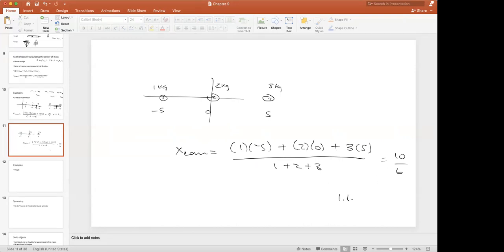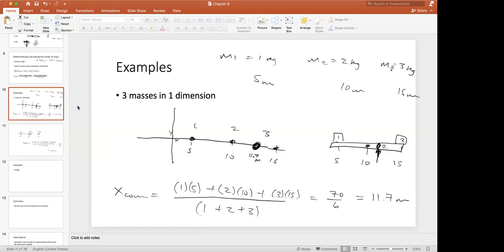1.67. So 1.67 meters. Positive. That means it's 1.67 meters to the right of mass 2, which is exactly what we found here. It was at 11.7 meters, 2 was at 10 meters. So it was 1.7 meters to the right.